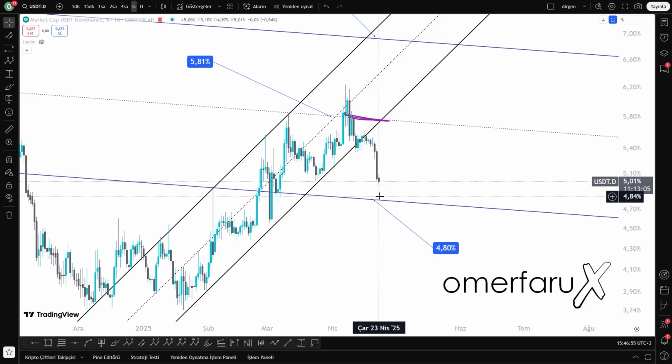We can see here that Bitcoin still has a path. And after the section here, we will see a new search for support. Some more rises in Bitcoin may occur. And with this turn here, we can experience new declines in Bitcoin.